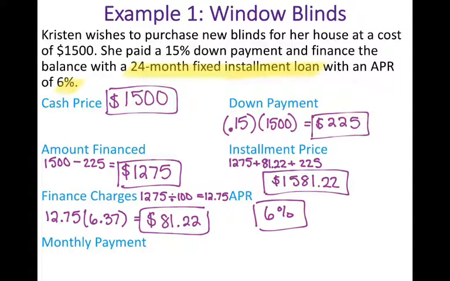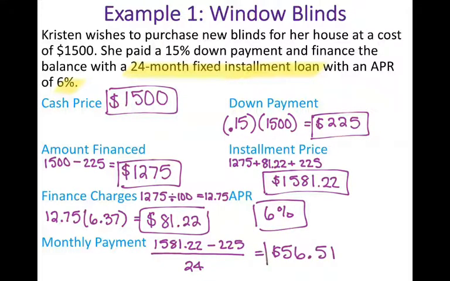And last but not least, we need to figure out the monthly payment. For the monthly payment, I'm going to take the installment price, $1,581.22, minus the down payment, which was $225, and divide by the number of months in this loan, which is 24. So that is going to give me my monthly payment. Minus $225 divided by 24 is $56.51. Okay. So now I have figured out all of these other pieces.